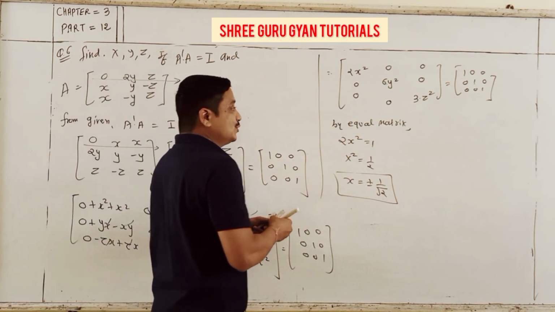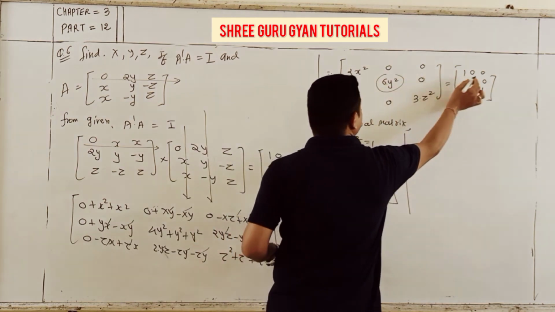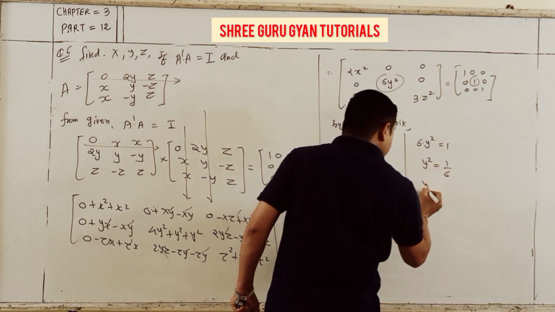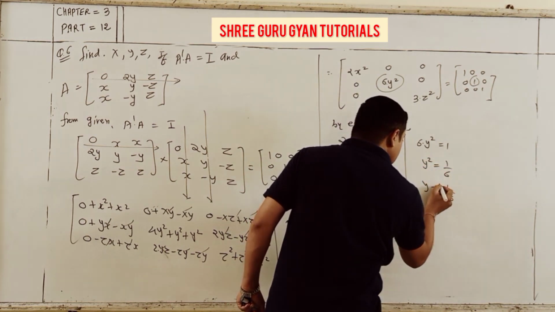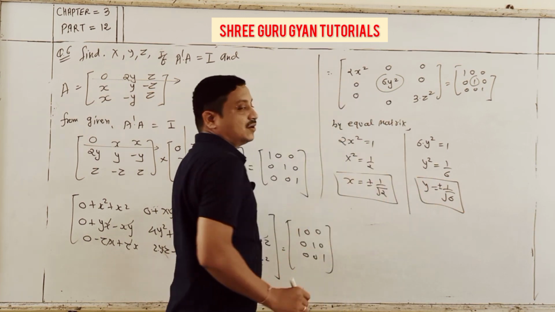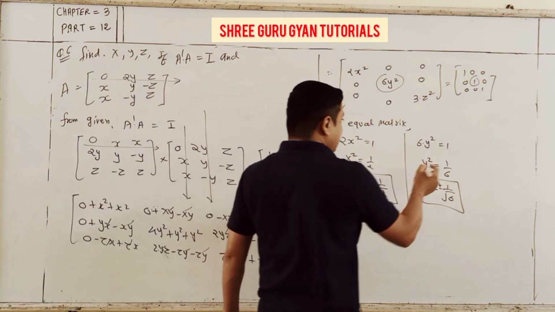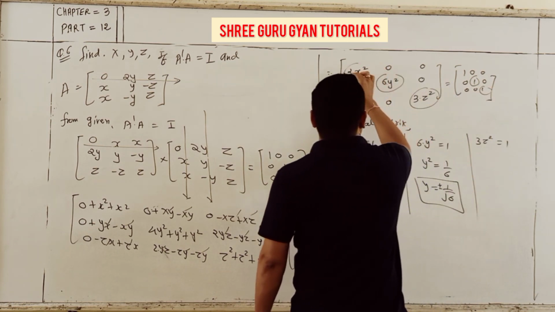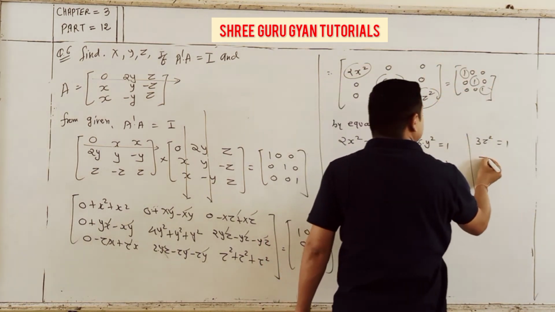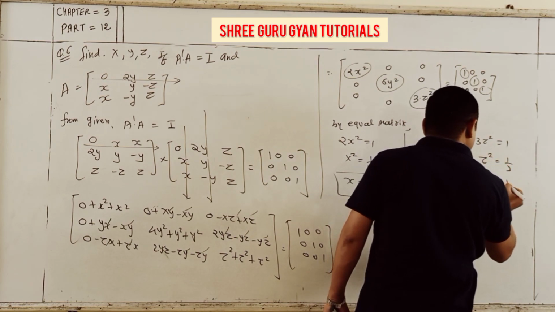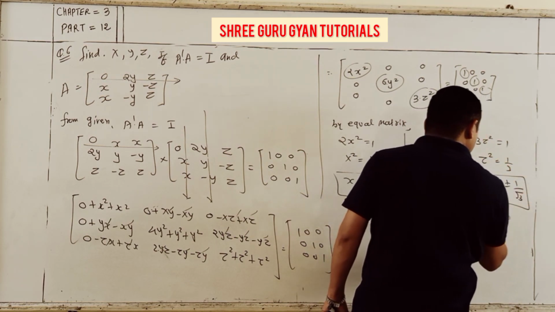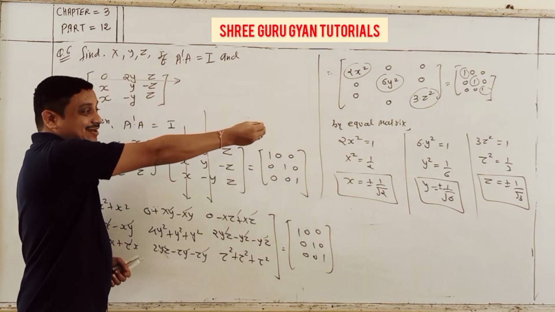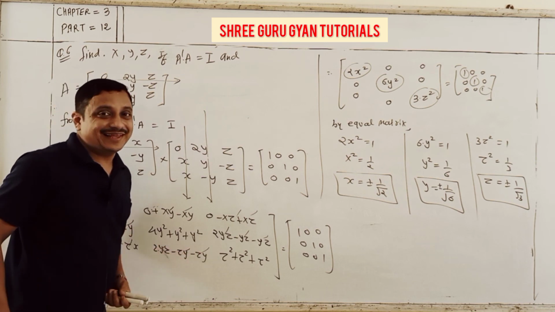Similarly, students, I go to the second part's comparison. So 6y square is equal to 1, y square is 1 by 6, y is plus or minus 1 by root 6. And lastly, the third one also compare. 3z square is equal to 1, z square is 1 by 3, z becomes plus or minus 1 by root 3. And that is, students, x, y and z are happily and easily found.